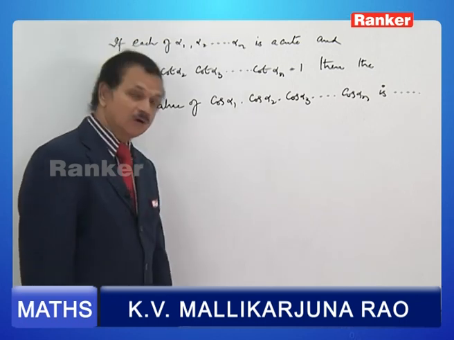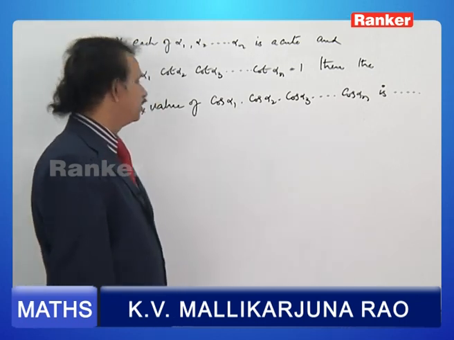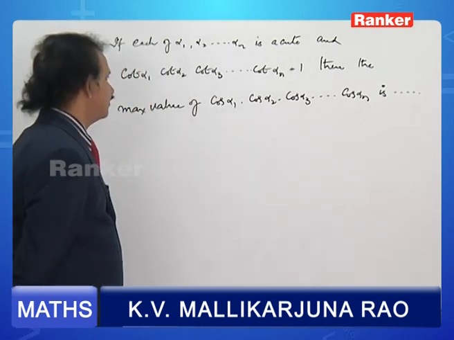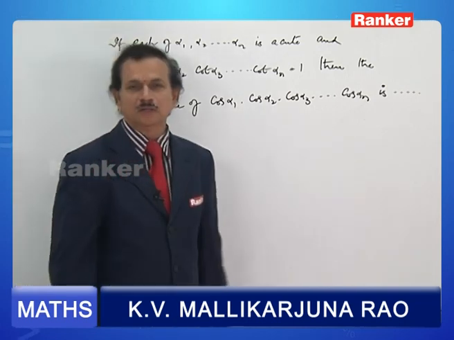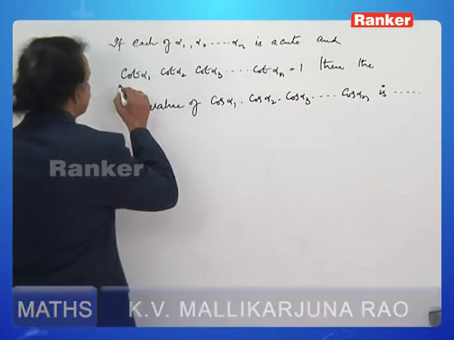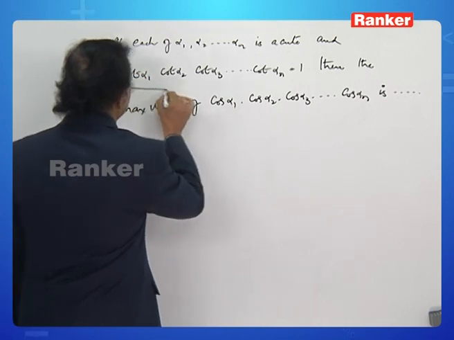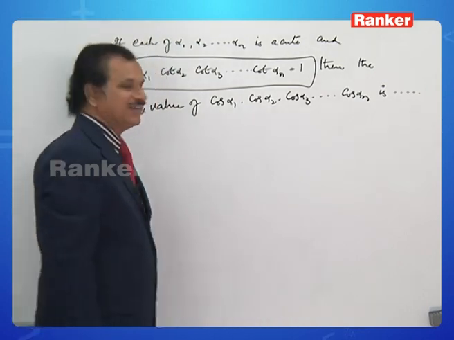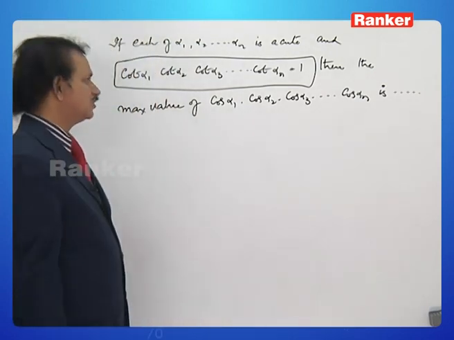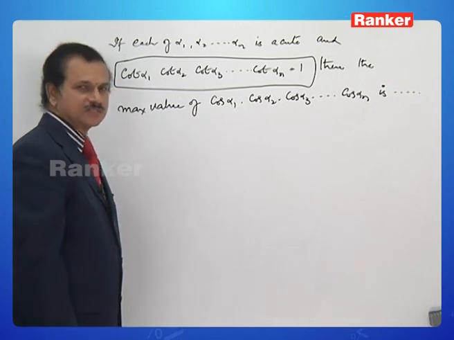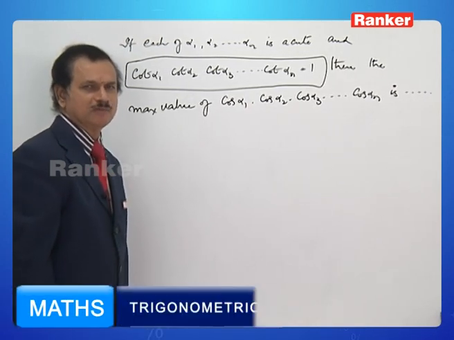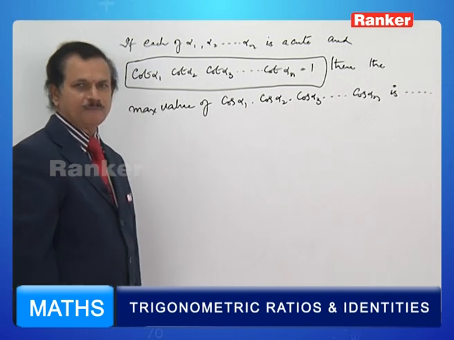Moreover, the additional information given here is cot alpha 1 into cot alpha 2 into cot alpha 3 into etc. cot alpha n is equal to 1. We are supposed to make use of this information. From this, you are supposed to get the maximum value of cos alpha 1 into cos alpha 2 into cos alpha 3 into etc. cos alpha n. It definitely differs from the general style of problems. Yes. Let us approach it.